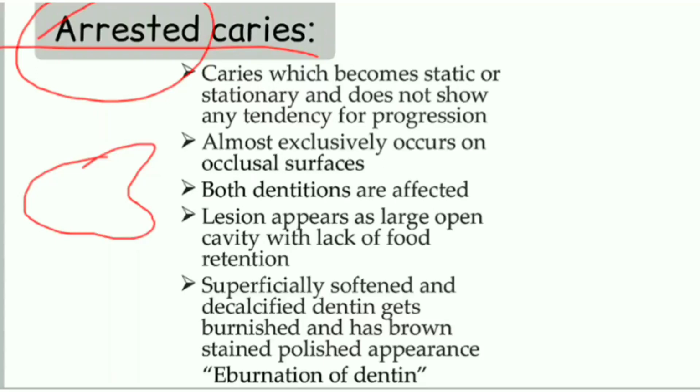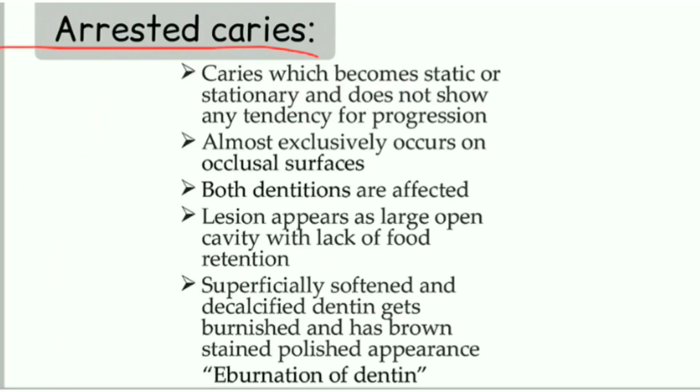So there will be no food lodgement, no plaque formation, and no further decay of the tooth. That's how it gets arrested at this stage of progression. That's why we call it arrested caries. Arrested caries is that in which the caries becomes static or stationary and does not show any tendency for progression. So there will be no further progression.